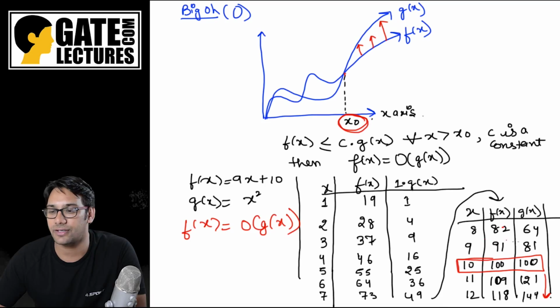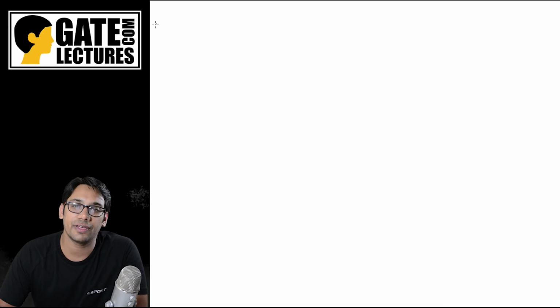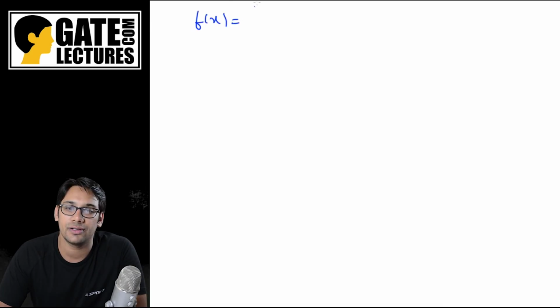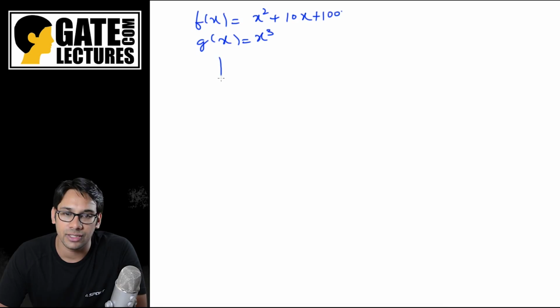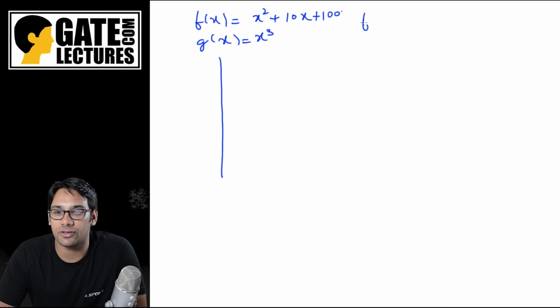Okay. Now let us take a few more examples. Assume we are having f(x) as, let us make it simple because it will be difficult to calculate, x square plus 10x plus 100, and we are having g(x) as x cube. Now let us see, can we say that f(x) is order of g(x) in this case?